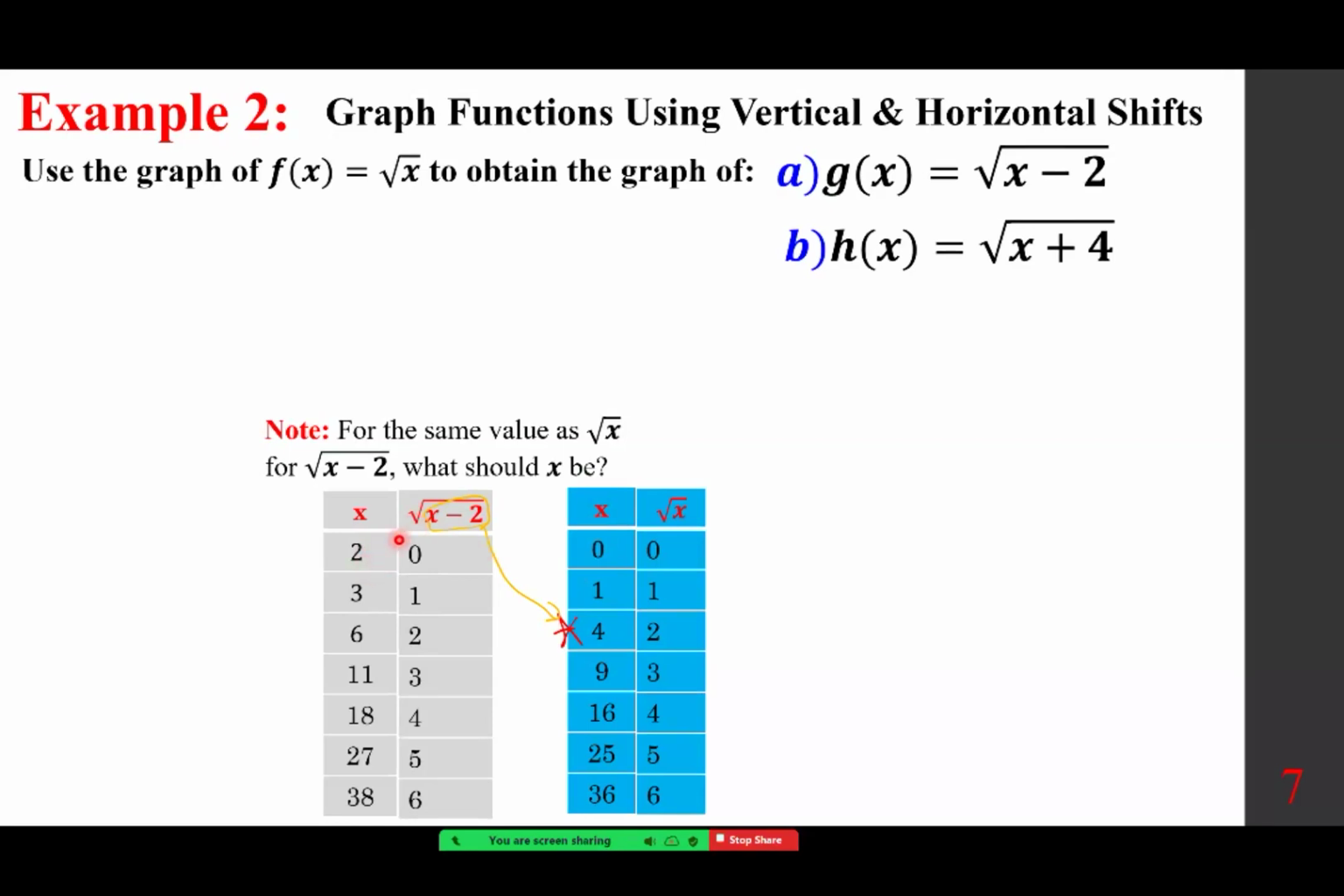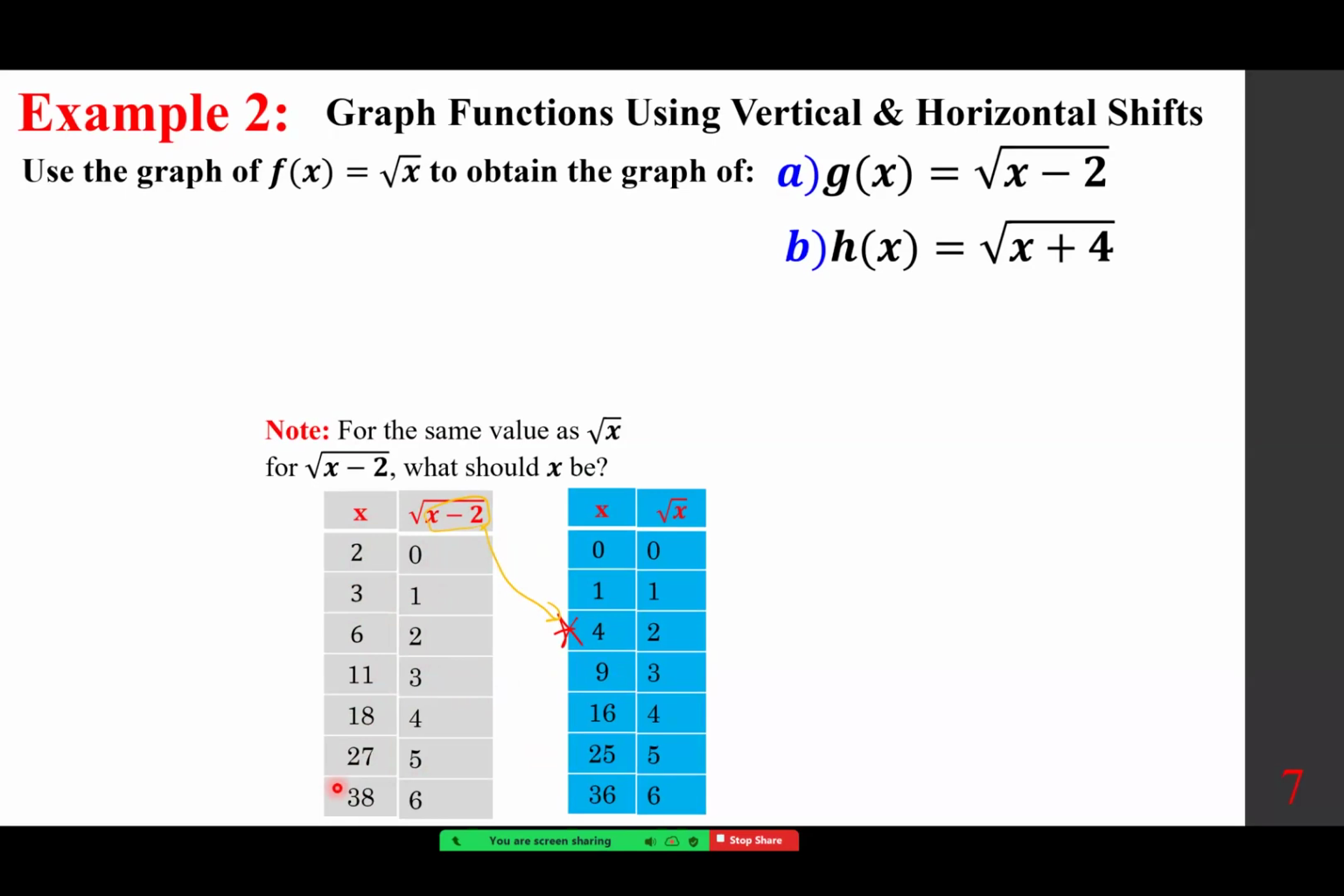Because if you plug in here 2, you get 0. If you plug in here 3, you get 1, and so forth. So add 2. So this becomes 2. This becomes 3. 4 becomes 6. 9 becomes 11. 16 becomes 18. 25 plus 2 is 27. 36 plus 2 is 38.